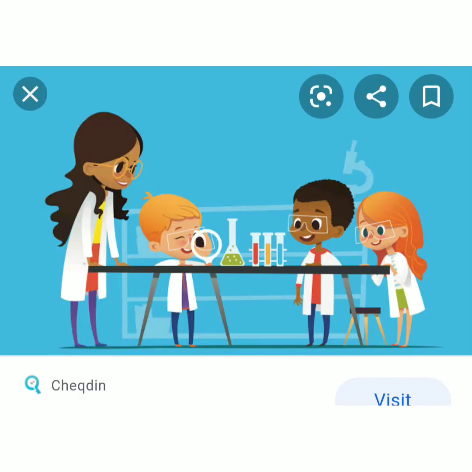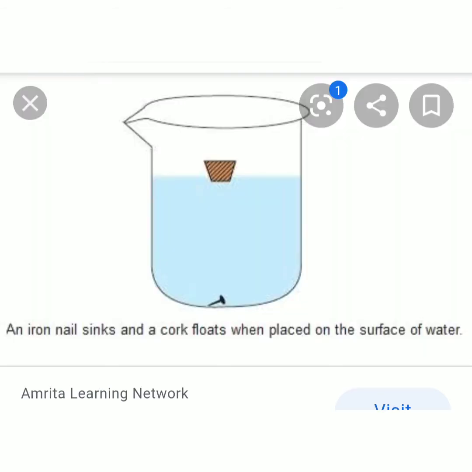Okay, let's perform another experiment today. Take a glass of water and put an iron nail in it. What will happen? Does it sink or float? Do you know what the result will be? Whatever the result, you should take down the inferences or observations. Okay, does it sink or float?